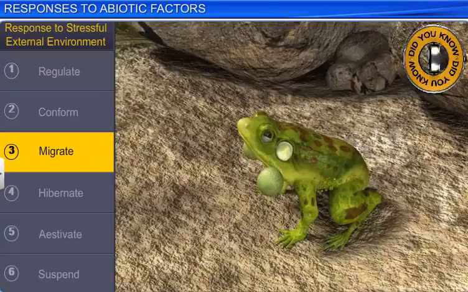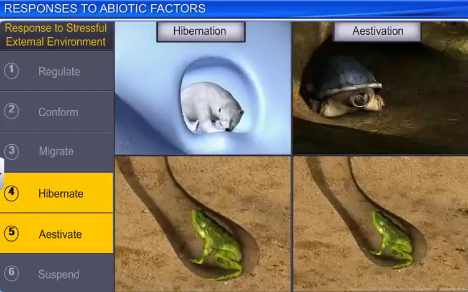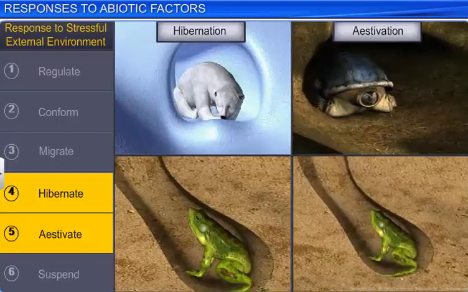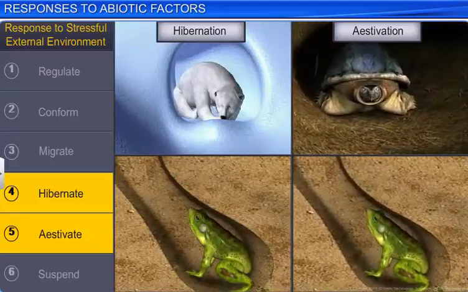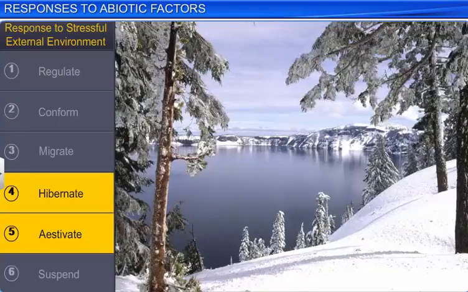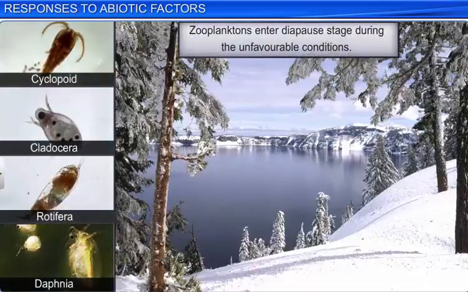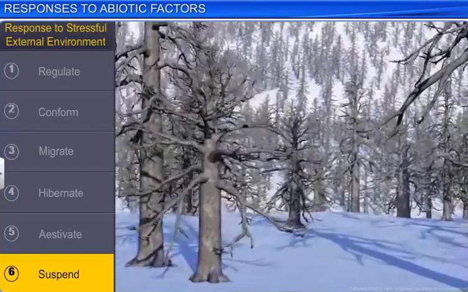But what about animals that are unable to migrate? Such animals are likely to cope with the unfavorable conditions by undergoing hibernation during winter to preserve energy and estivation in summer to avoid heat-related problems and desiccation. Interestingly, many zooplanktons in lakes and ponds are known to enter diapause, a state of suspended development during unfavorable conditions.